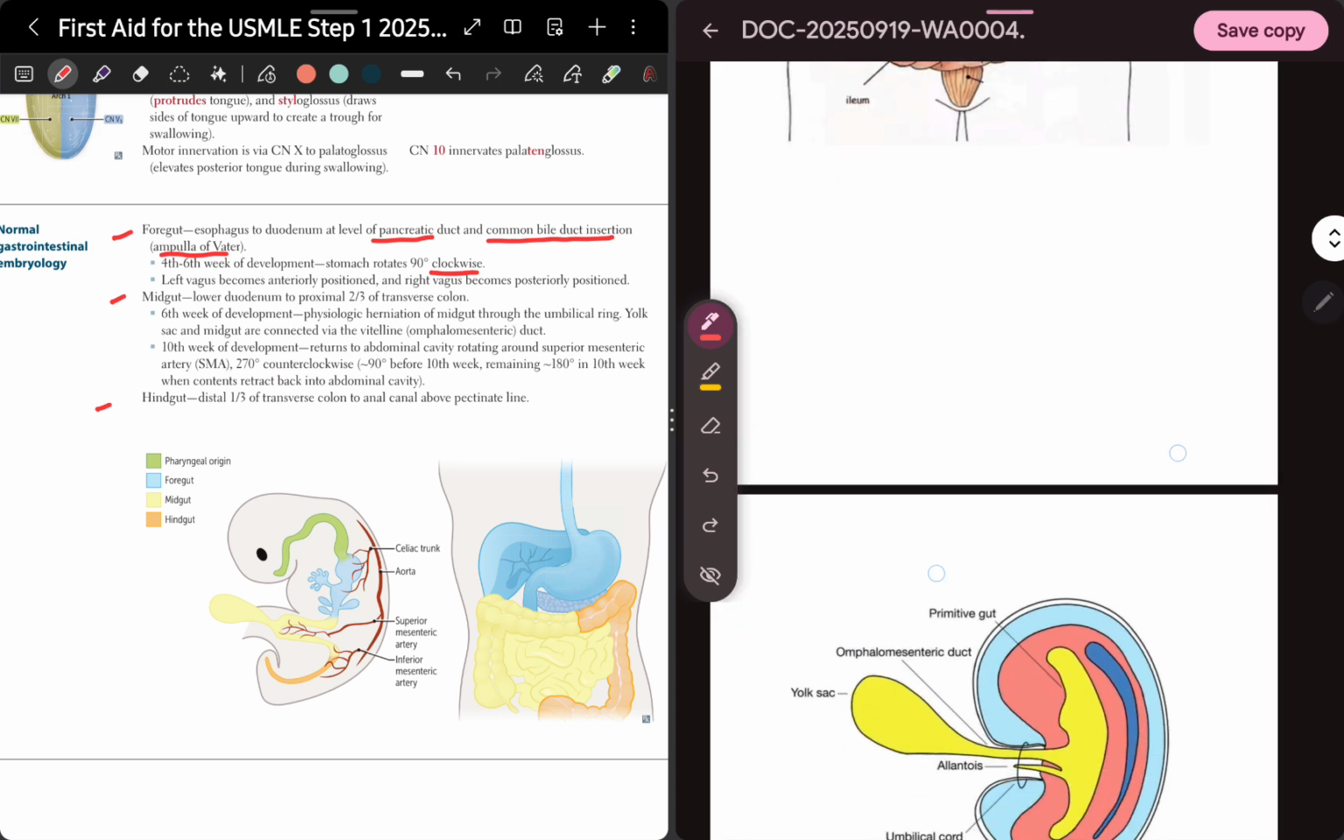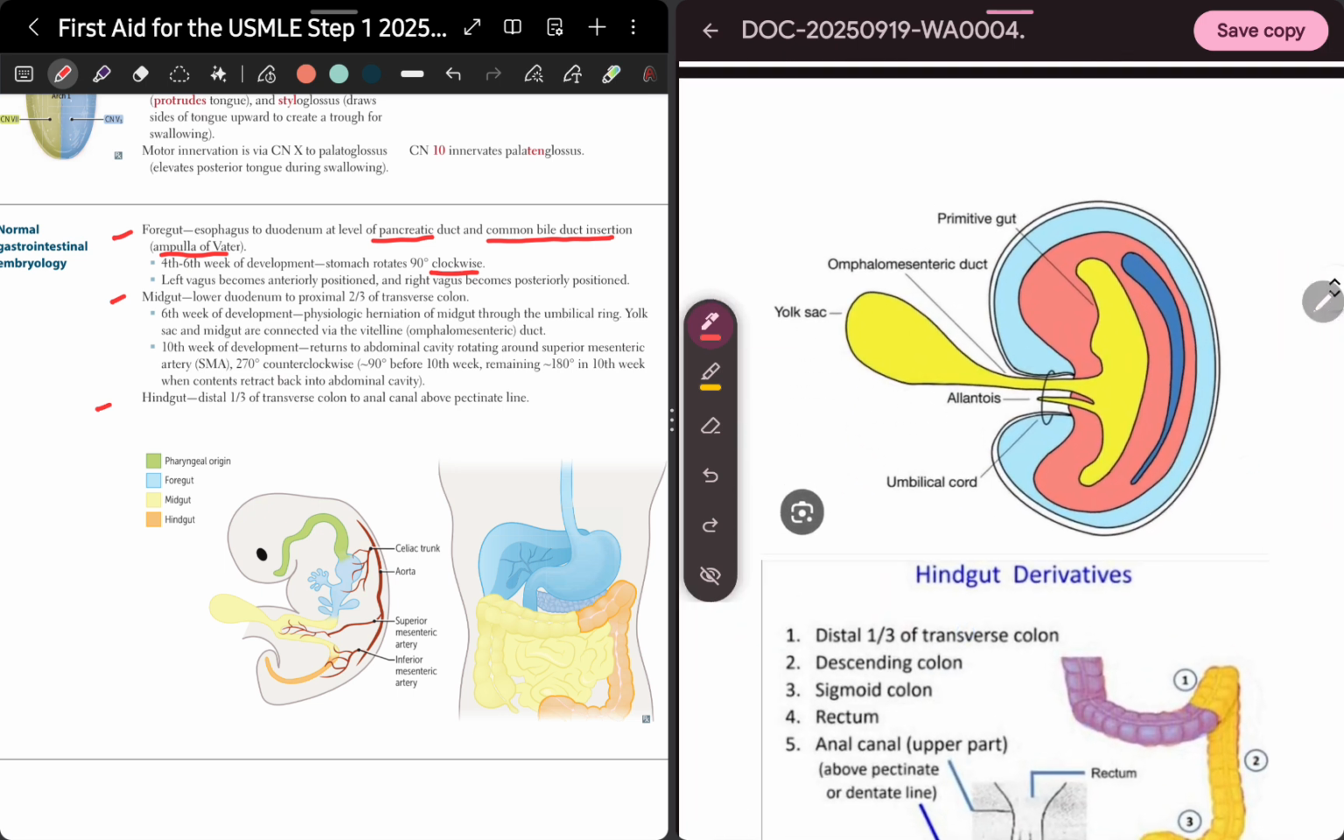I want to show you the umbilical ring. Here is the embryonic structure. This is the umbilical ring, and you can see this is the yolk sac, this is the omphalomesenteric duct, and it is connecting to the midgut of the fetus here. The yolk sac and the midgut are connected by the vitelline omphalomesenteric duct. This is the duct connecting the yolk sac and the midgut, and this is the position where we have the physiological herniation.